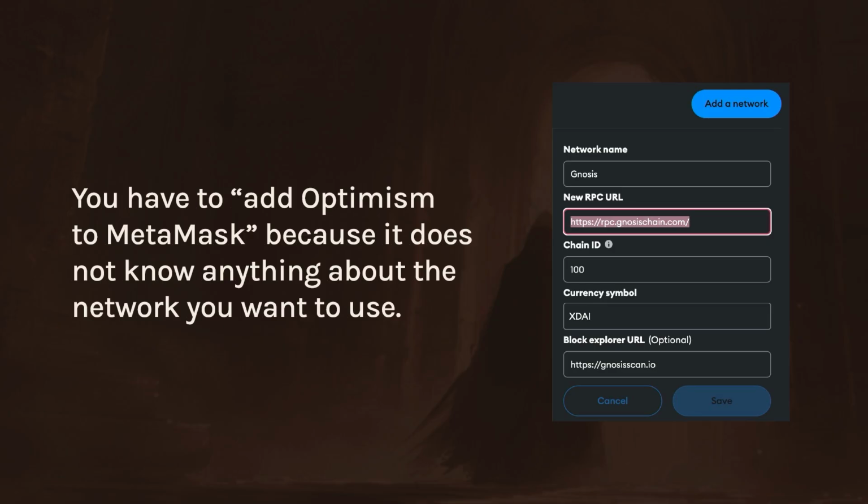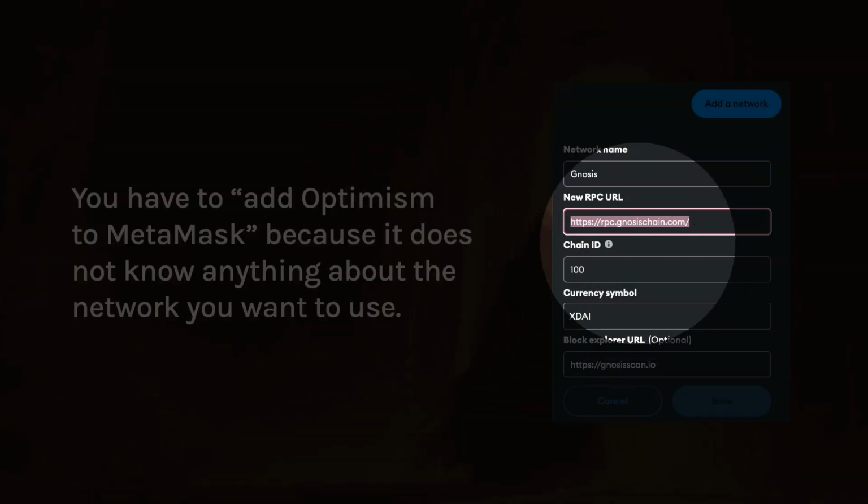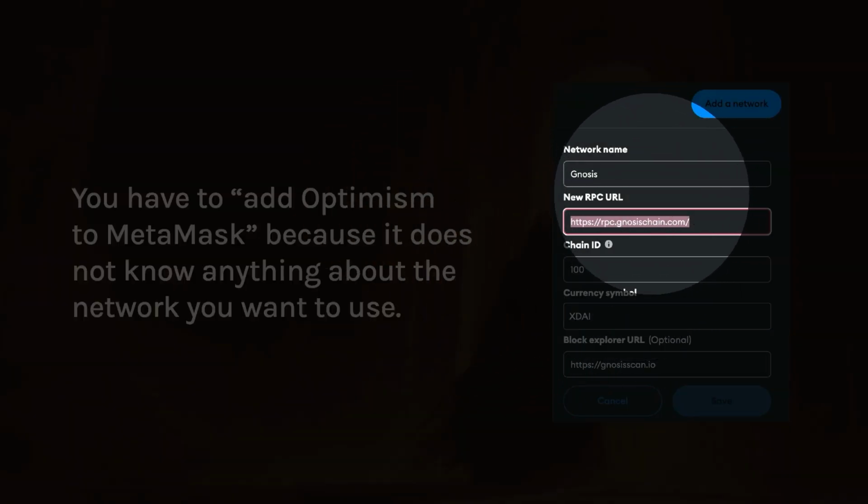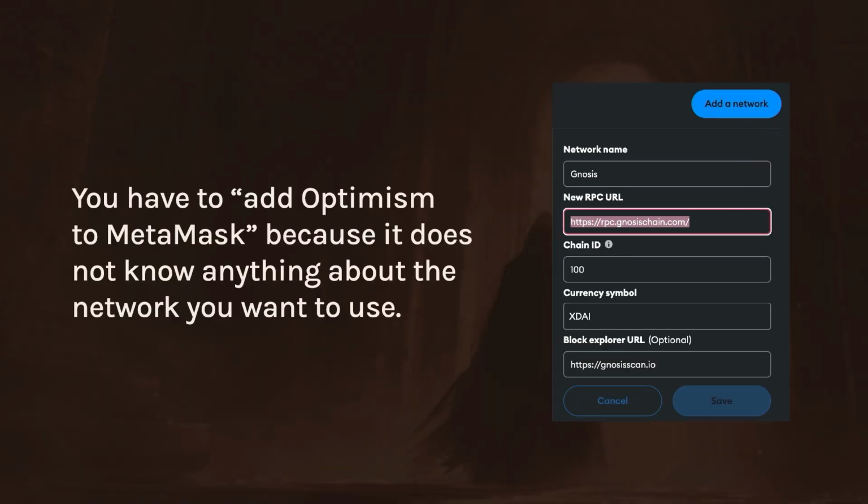So probably a more common example where you would encounter that is when you add a network to your MetaMask. You would basically put your RPC in here, and you have to do this because your Web3 wallet, your client, doesn't know anything about the state of the blockchain. It doesn't use a RESTful API or anything. You have to actually manually put it there.